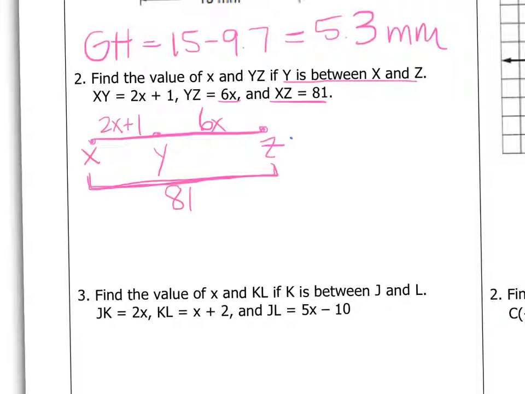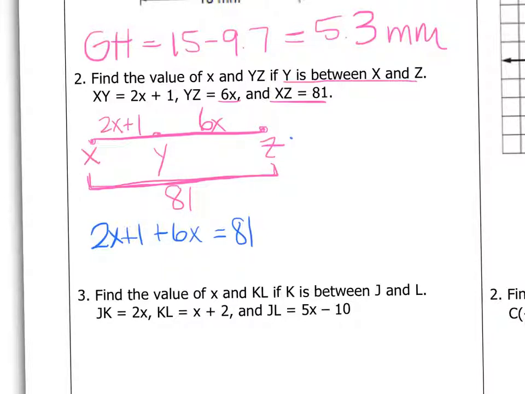So using that segment addition postulate, Corbin, what do you think we can do here? Y between X and Z, okay, and 2x plus 1 plus 6x equals 81. Very good. I like how you started with that first part of the segment addition postulate. If Y is between X and Z, then this part plus this part has to equal the whole thing. Very good.